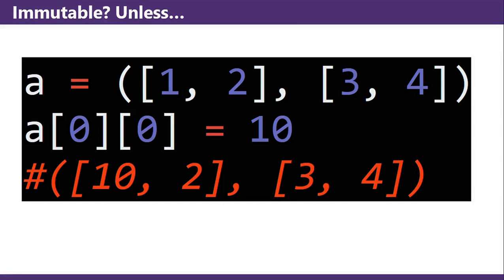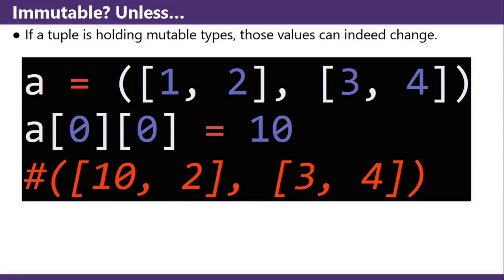Immutable, unless a tuple is holding mutable types, in which case those values can indeed change. Say you have a tuple holding two lists. You change the first element to 10, and then that list will indeed be changed.